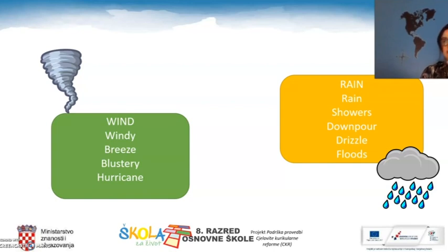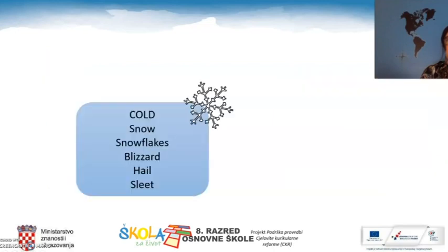If there is rain, we can expect showers, downpour. It could be a mild drizzle, or if it rains a lot, we can expect floods. And finally, when it's very cold, we see snow and snowflakes. There could be a blizzard, which is a snowy storm. We might expect hail or sleet when the snow starts to melt.